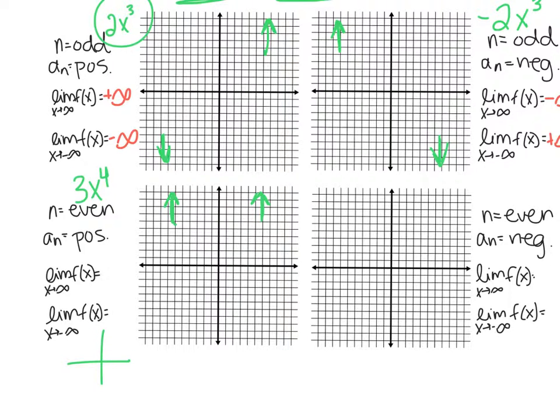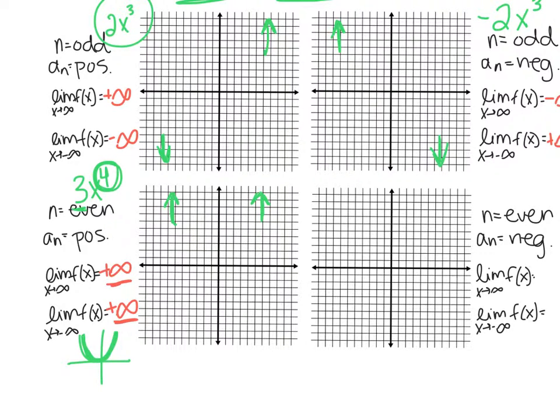When we have f of x equals x squared, our graph looks something like this, where both endpoints are going up into infinity. So here, when our a sub n is positive and our n term is even, both of our endpoints are going to be going to positive infinity. So the limit as x approaches infinity and negative infinity is both going to be positive infinity.